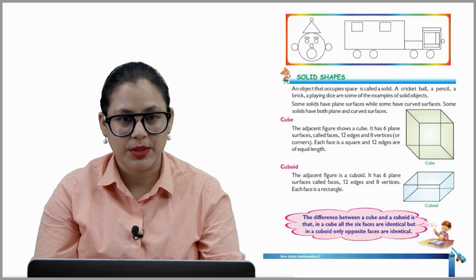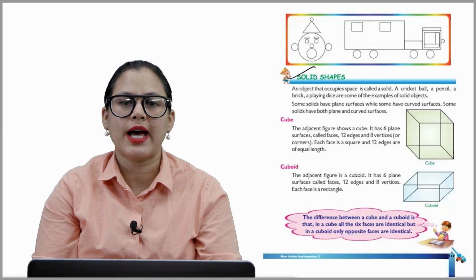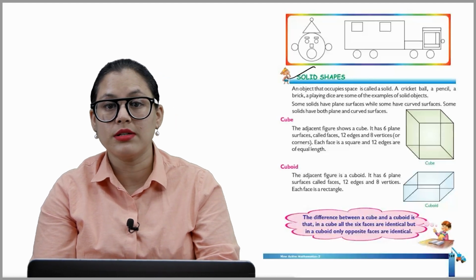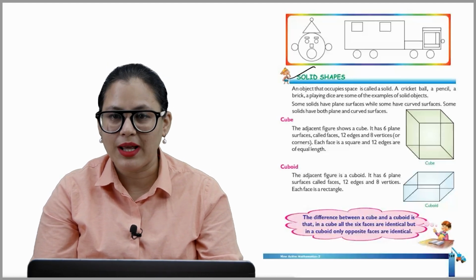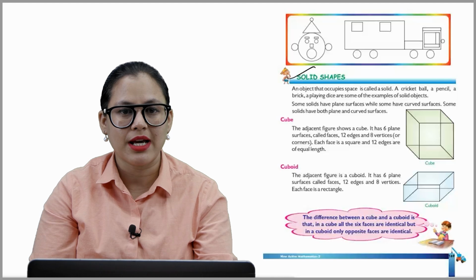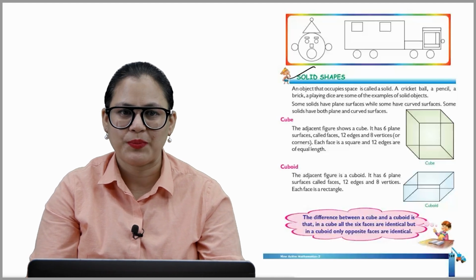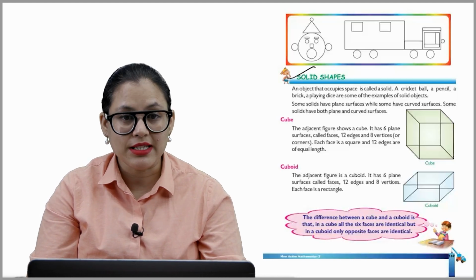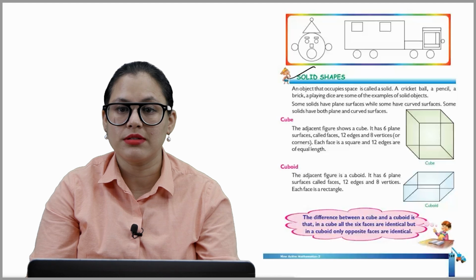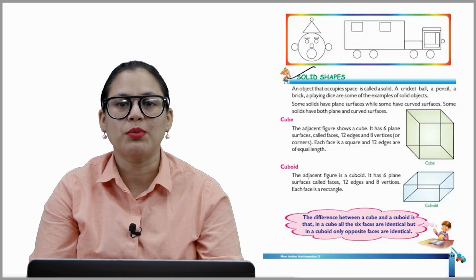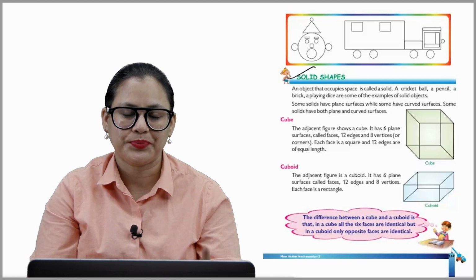Now, solid shapes. An object that occupies a space is called a solid. A cricket ball, a pencil, a brick, a playing dice are some of the examples of solid objects. Some solids have plane surfaces while some have curved surfaces. Some solids have both plane and curved surfaces.